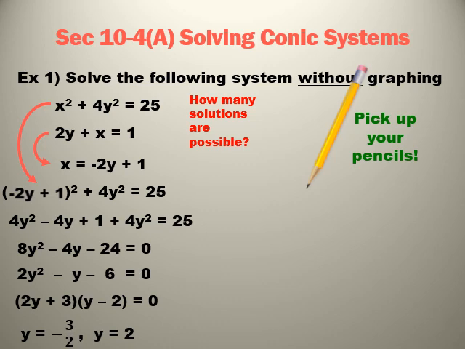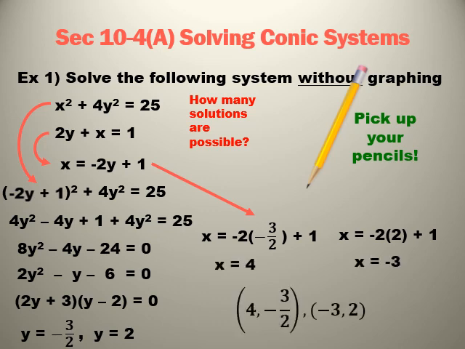So remember, if we look back at what this was, the first equation is an ellipse. The second equation is a line, so we know we could have two solutions. Well, it looks like we have two y values, but now we need to plug those in and find out what our two x values are. So we plug those into the equation up above that's solved for x. We get x equals -4 and x equals -3. So we end up with two coordinates. So indeed, the ellipse and the line cross in two places. So we have two solutions.